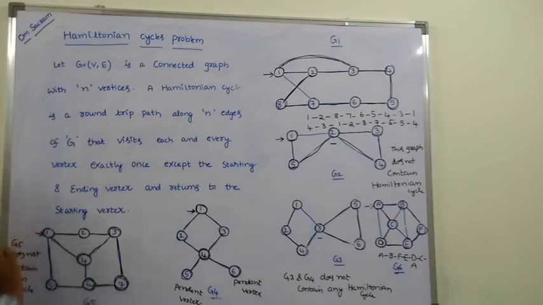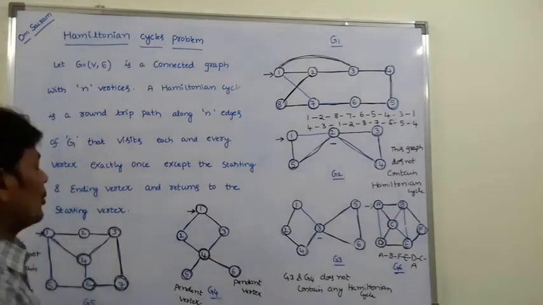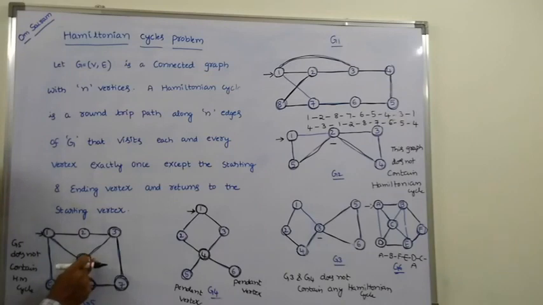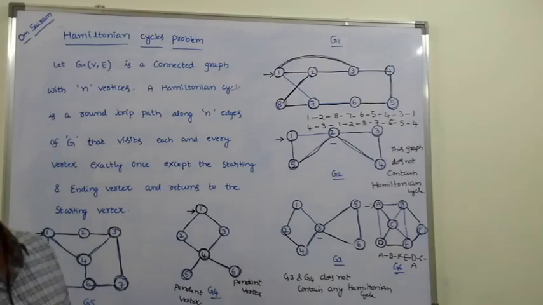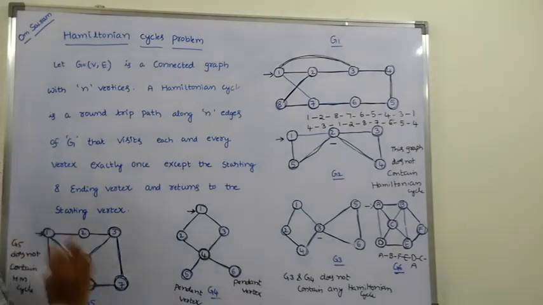Here vertex 4 is a junction vertex. So we are considering this junction vertex. Either vertex 5 is left or vertex 7 is left. According to the definition, each and every vertex is visited exactly once except the starting vertex and ending vertex.